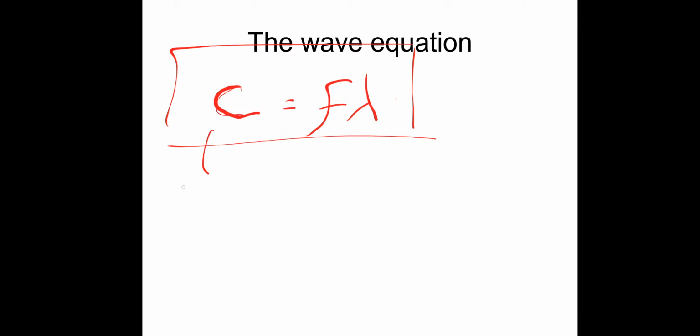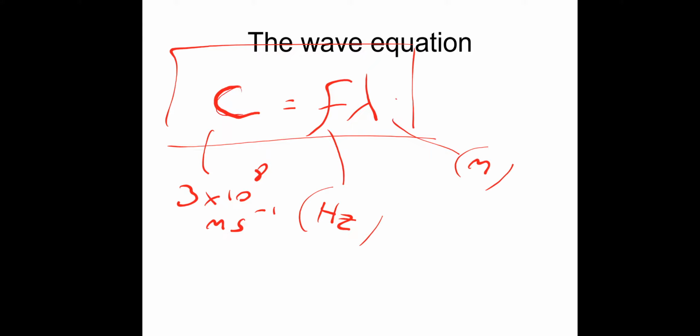Okay, so the wave equation. This should be from GCSE. So when it comes to light, the wave equation is C equals F lambda. C being the speed of light, 3 times 10 to the 8 meters per second. Frequency is measured in hertz, Hz. And lambda is wavelength, and wavelength is measured in meters. Okay, so let's move on.